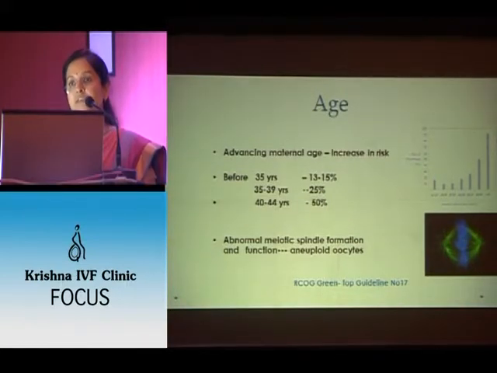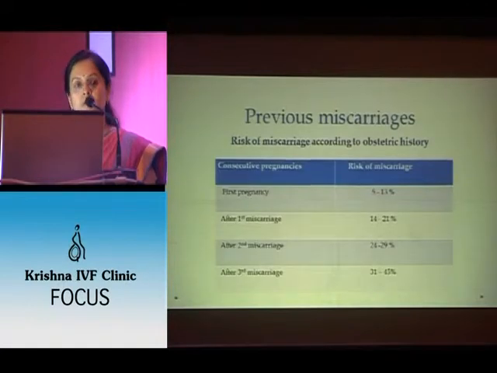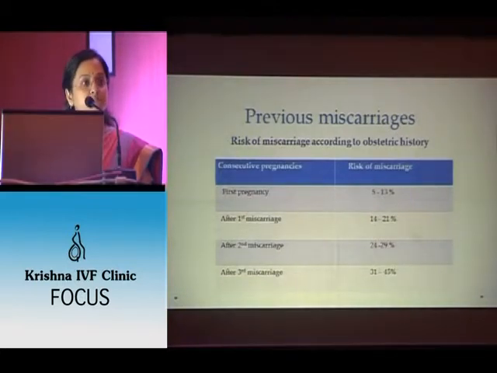The reason for this increased risk is abnormal meiotic spindle formation and function, which leads to aneuploid oocytes and increased risk for recurrent pregnancy loss. Number of previous miscarriages also increases the risk for subsequent miscarriage. At first pregnancy, the risk of miscarriage is only around 5 to 13%. And as pregnancy losses increase, at the end of 3 successive pregnancy losses, the risk is around 31 to 45%.